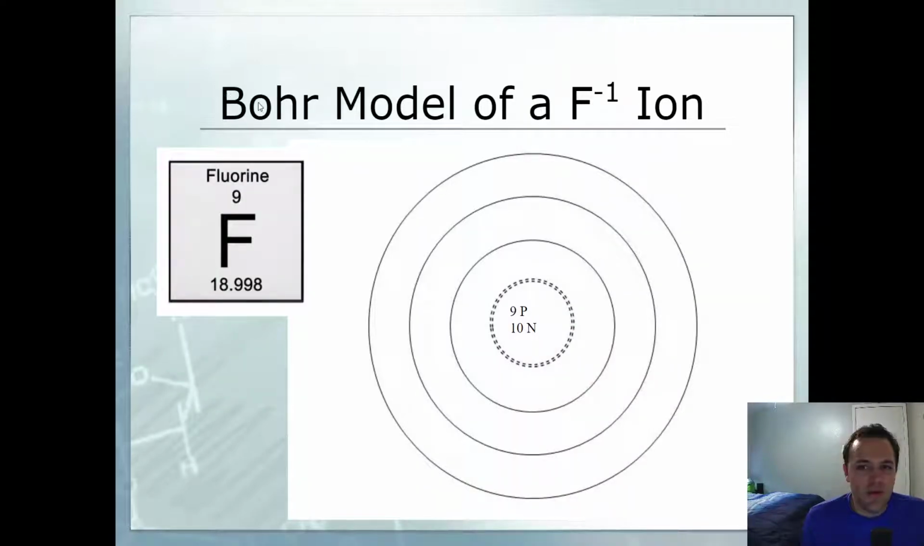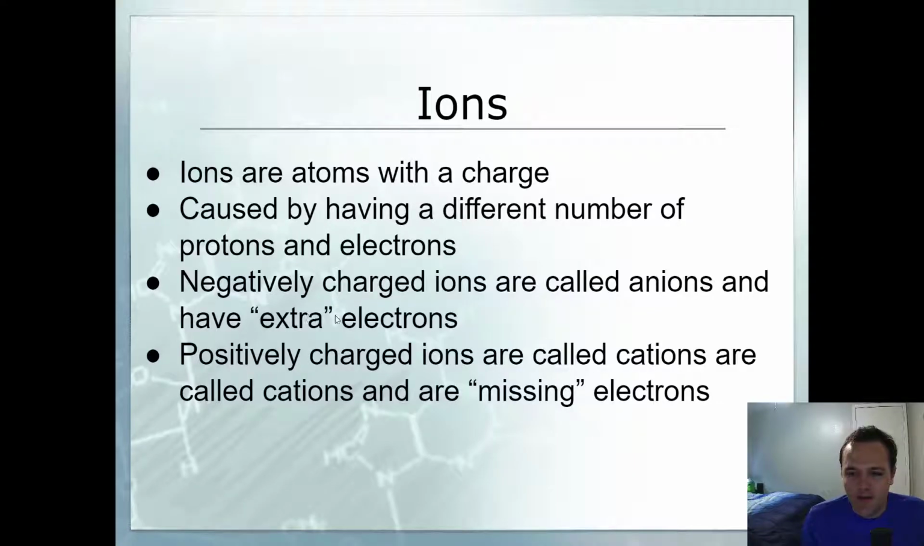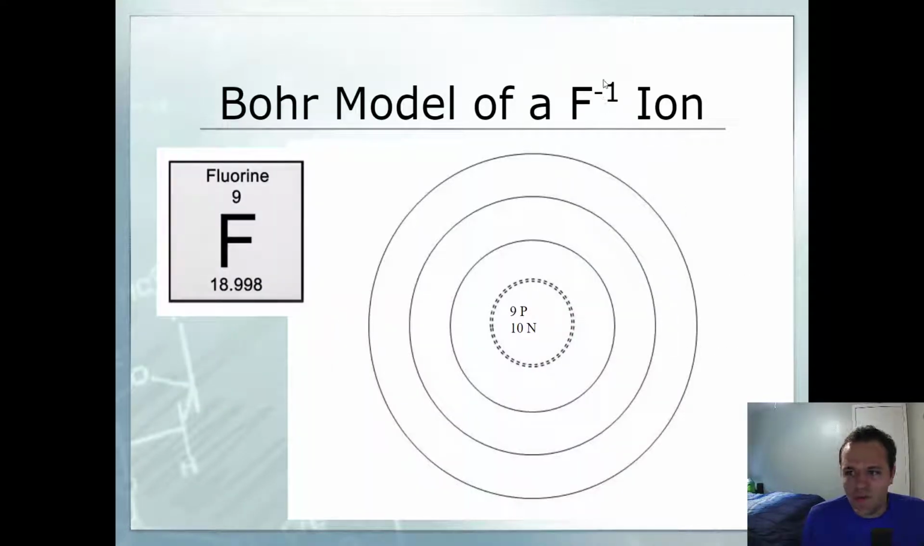All right, so here, if we're going to do a model of an ion, this is how they're written. It's the atomic symbol from the periodic table, and then the charge in a small number, a superscript to the top of it. So an F⁻¹ ion is a fluorine ion with a charge of -1. If we said that negative ions have extra electrons, if it has a charge of -1, that means it has 1 extra electron.